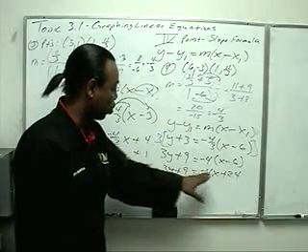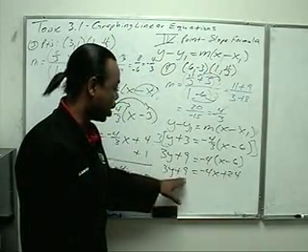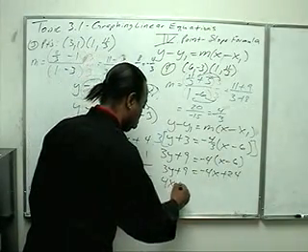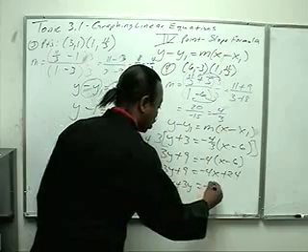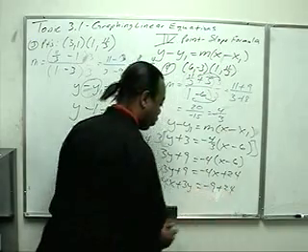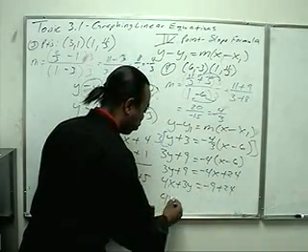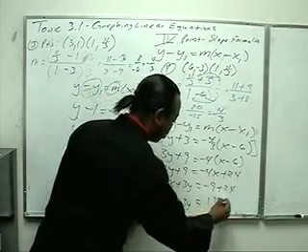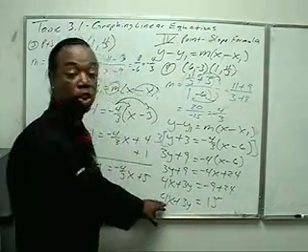Now I'm going to pull my x's on this side, and I'm going to put my 9 on the other side. So positive 4x with the 3y, negative 9 together with the 24. So I end up with 4x plus 3y equals 15. And this is general form.